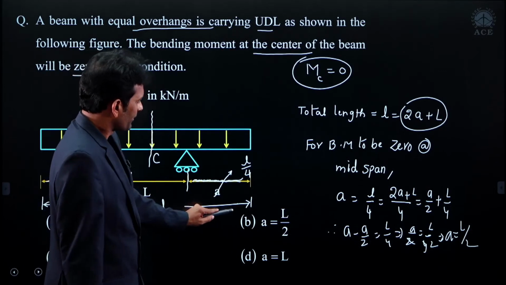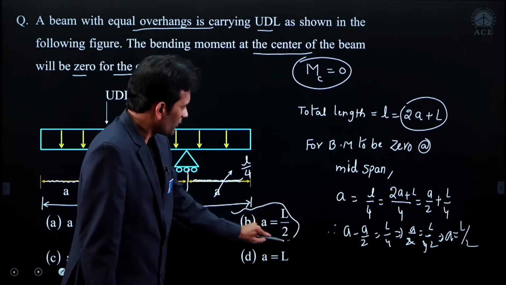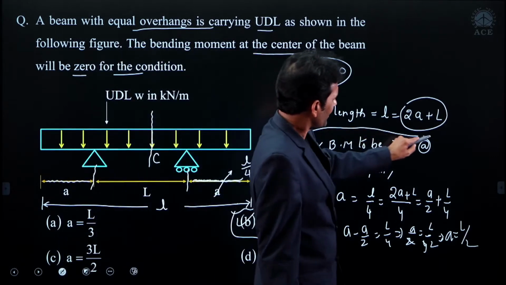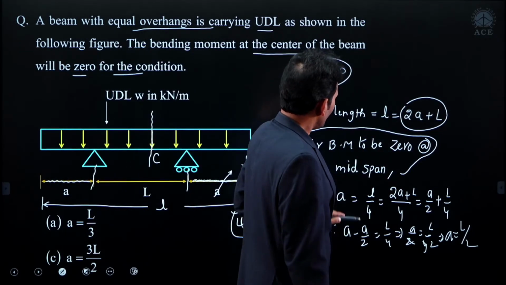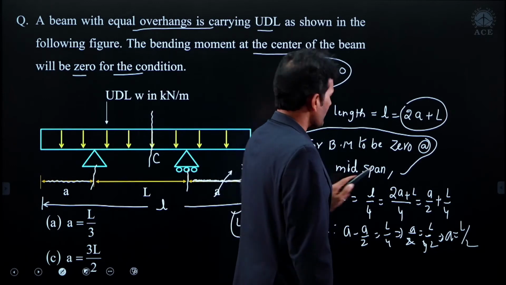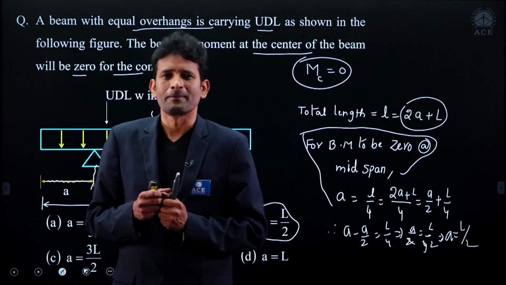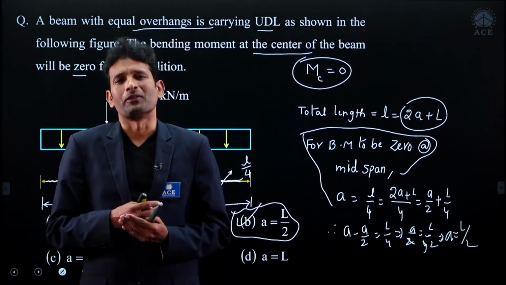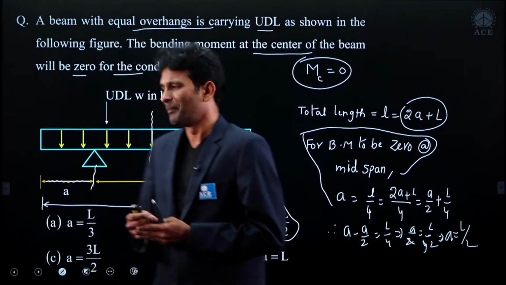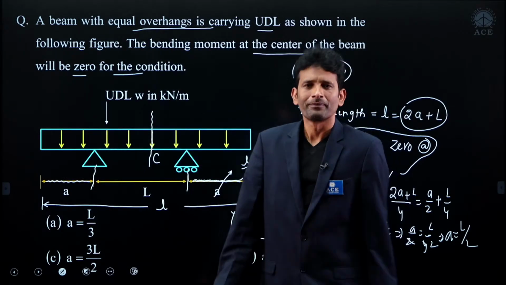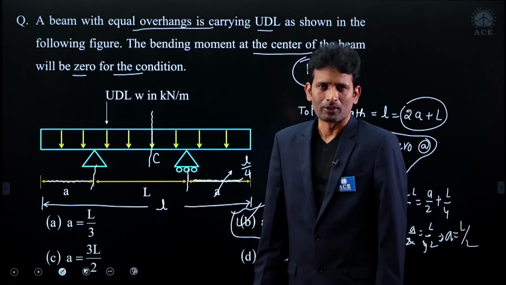See the options. This option is correct. If you know this statement, then this problem is very simple. Within a fraction of seconds, I may get the result. Otherwise, I need to take the bending equation at point C. If I don't know this statement, how do I solve this problem?